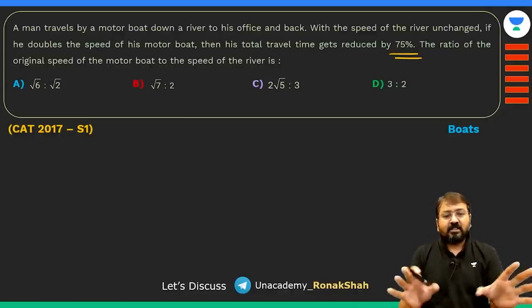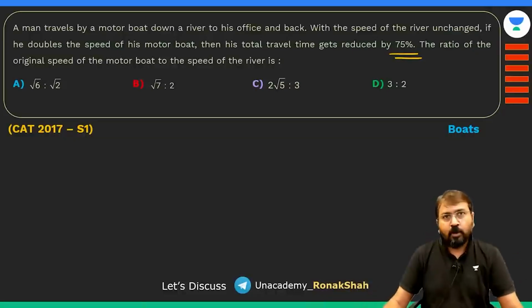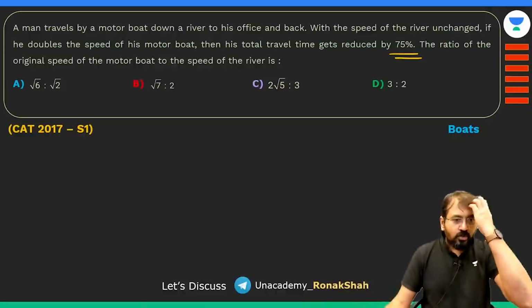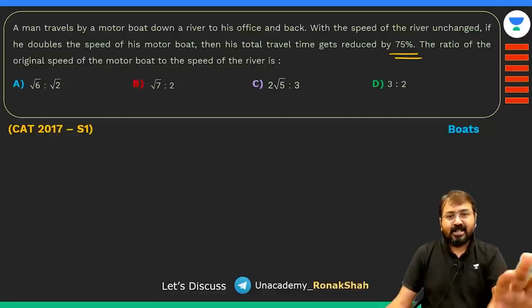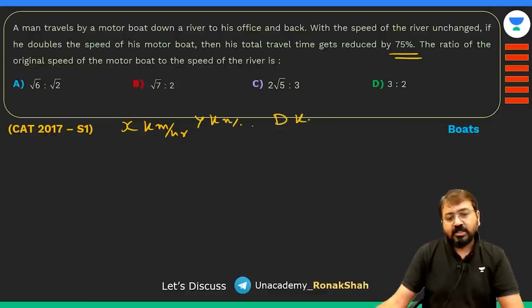Now guys, this is a very simple question. You will have to make an equation and you will have to solve it. There is no other option. There is no shortcut to this. So we really don't need to show any diagram. It's a simple equation. Speed of the boat is say x kilometer per hour, speed of the river is say y kilometer per hour, and the distance, let's assume it's d kilometer.